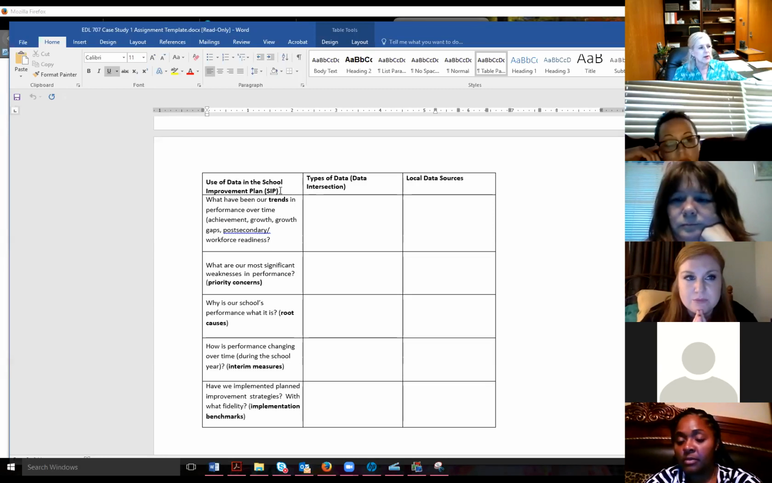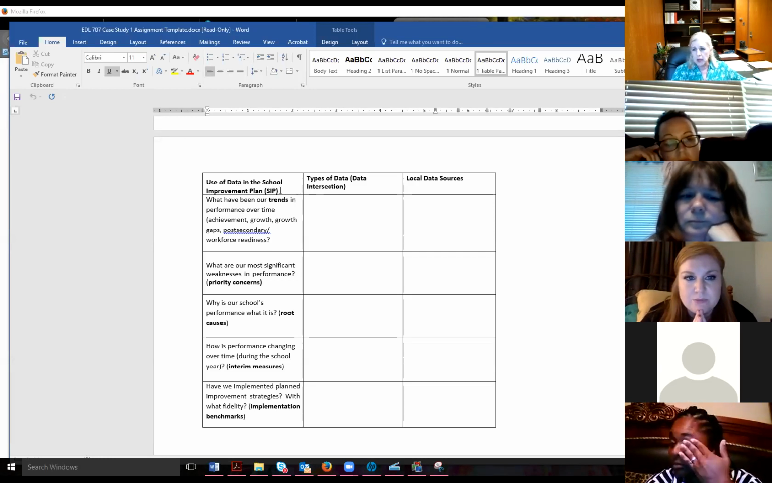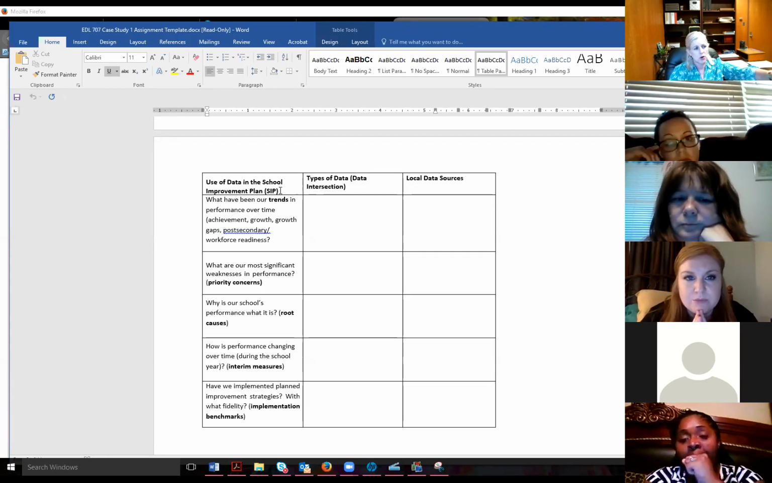what is the data? And now it talks here about the school improvement plan. If you have a school improvement plan, you can reference it and use it. If you don't, that's fine. You don't have to worry about that part. Just answer the question. So what have been our trends over time?